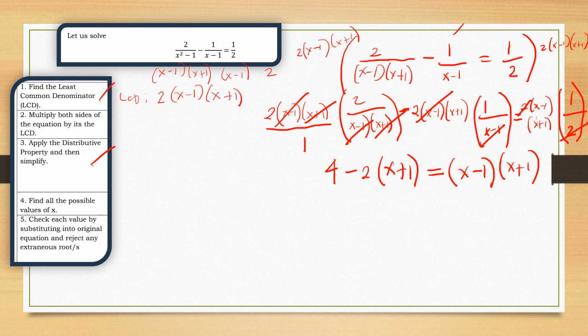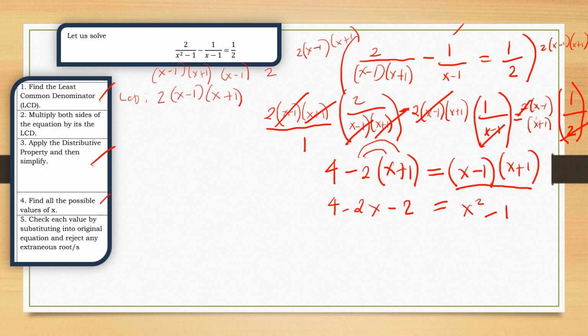So, therefore, distributing negative 2 to x plus 1 and multiplying x minus 1, x plus 1, we have 4 minus 2x minus 2 equals, ang product nito ay x squared minus 1. Since our aim is to check and find the solution of the values of x, let us put the given at one side of the equation.